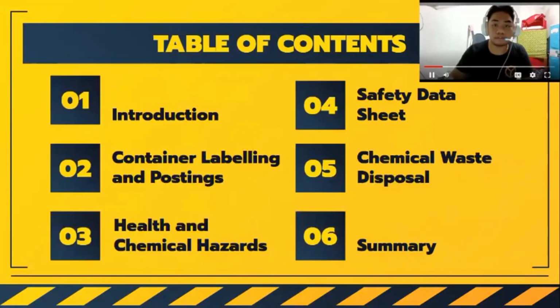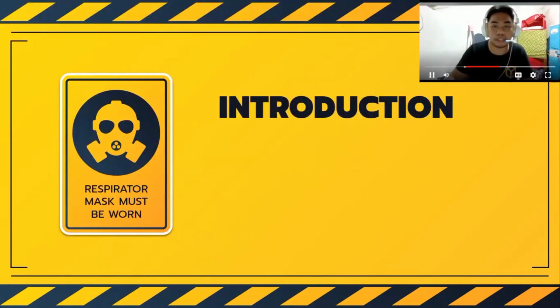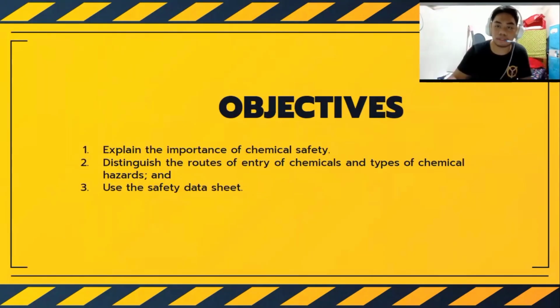So for our table of contents, we have 6, and that includes introduction, container labeling and posting, health and chemical hazards, safety data sheet, chemical waste disposal, and the summary. For the introduction, we need to know why we need to study chemical safety and its importance. The objective of this topic is to explain the importance of chemical safety and to distinguish the routes of entry of chemicals and types of chemical hazards and use the safety data sheet.